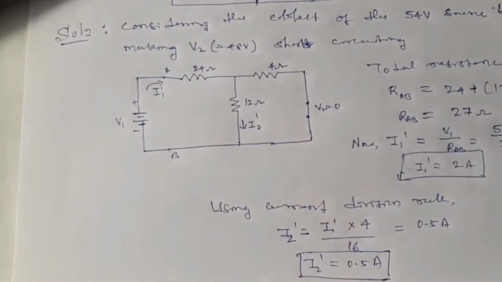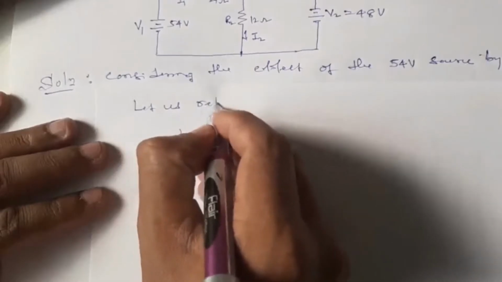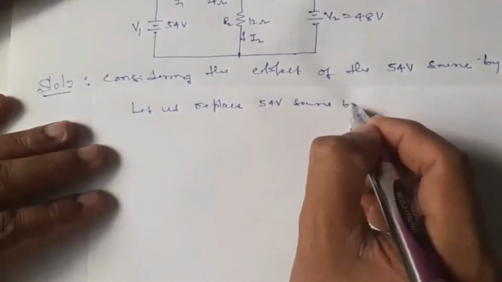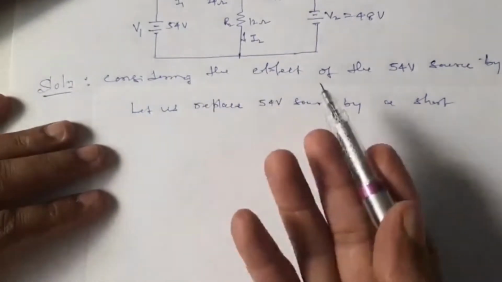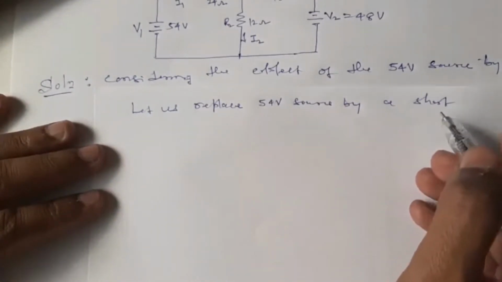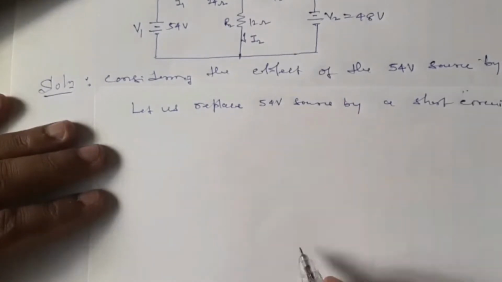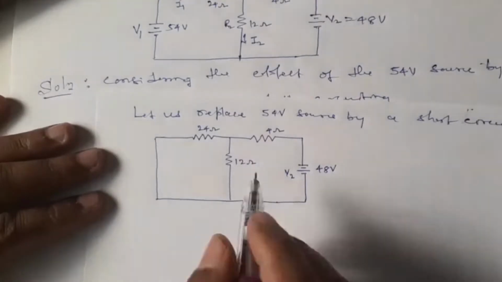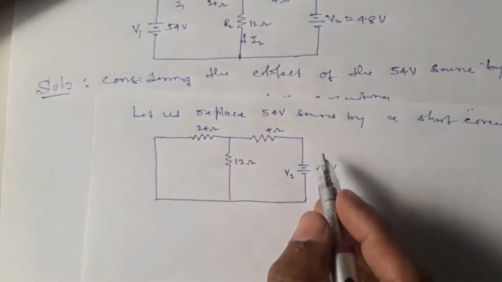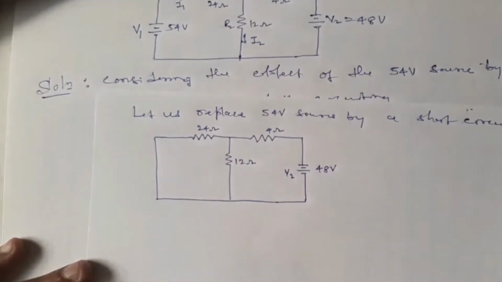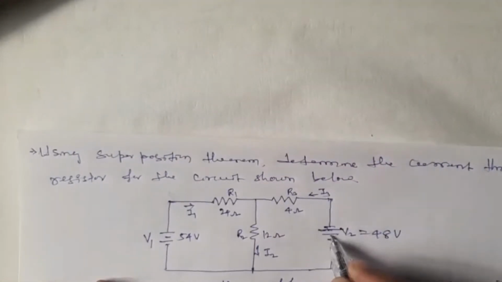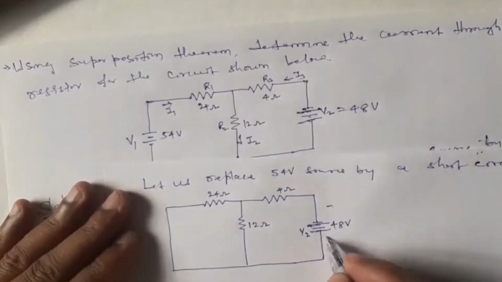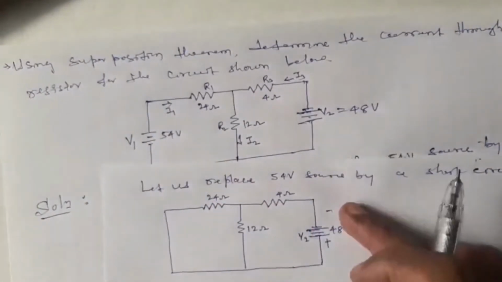The same procedure I'll repeat considering V1 zero. Only V1 zero. Now let us replace the 54 volt source by a short circuit. Directly you can write, let us make V1, or say 54 volts, zero. How do I make that 54 volts zero? By short circuiting. So I'll draw the equivalent. Now, I'll change the source polarity a little bit. This I consider negative, this positive. So instead of taking both positive, negative, here I have taken negative, positive.